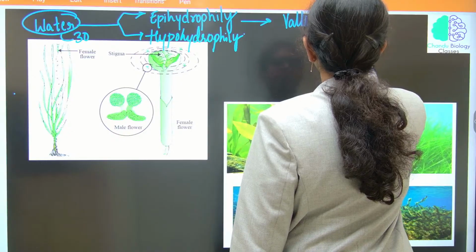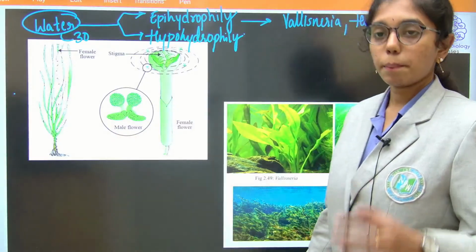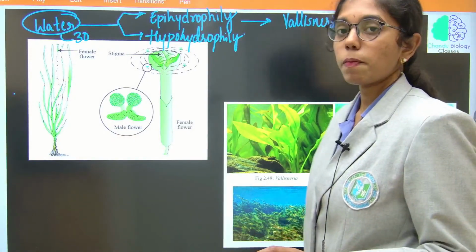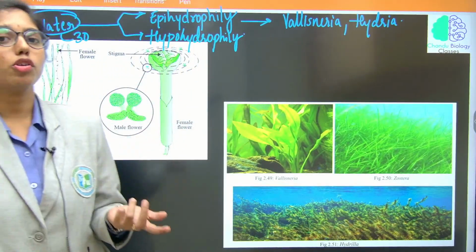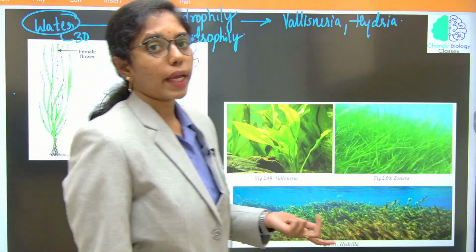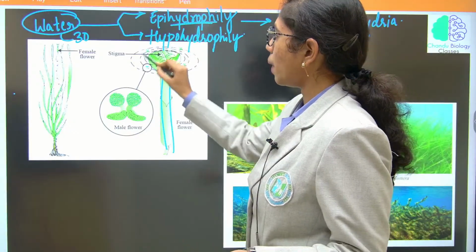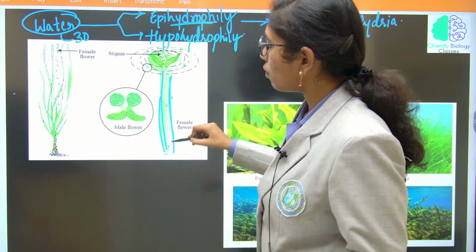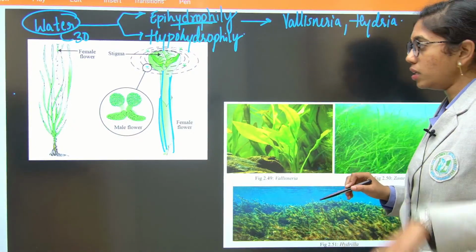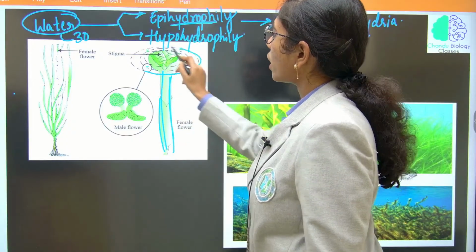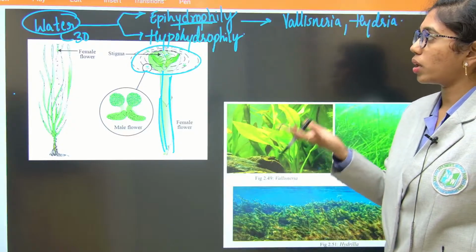What are the characteristic features of the plants which are pollinated by water? Firstly, pollen grains should be light, non-sticky, and they should have a mucilaginous coat over them, followed by long pedicels if it is pollinated by epihydrophily, that is above water currents. Male flowers which are released into the water currents will travel across the water currents and reach the surface of the stigma which is above the water surface.